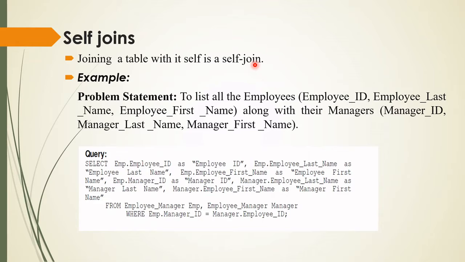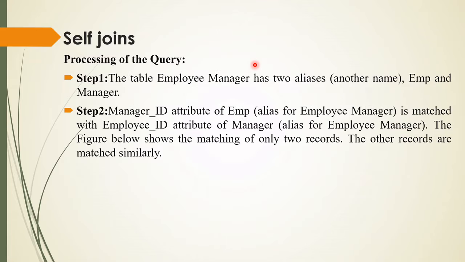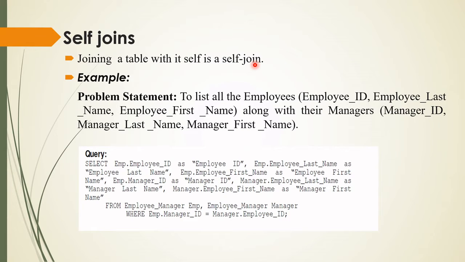The employee table has a column called manager ID and it represents the employee ID of their manager. So see here. First of all, our problem statement is to list all the employees with their employee ID, employee last name and employee first name along with their managers, with their manager ID, manager last name and manager first name.